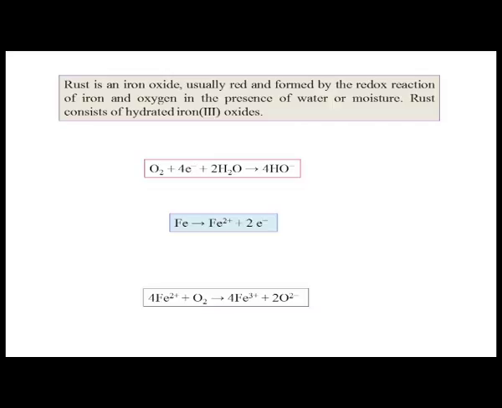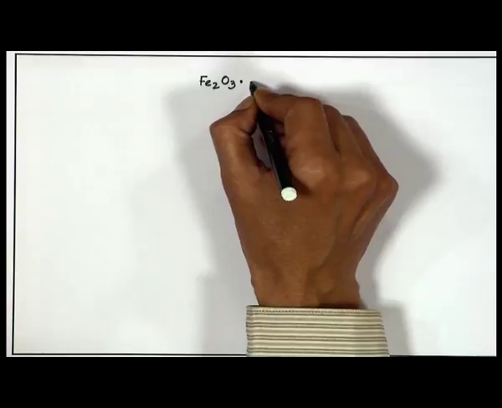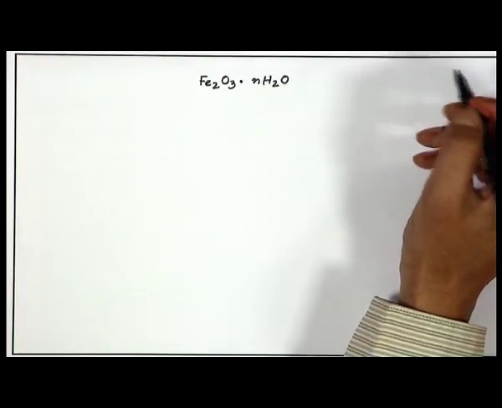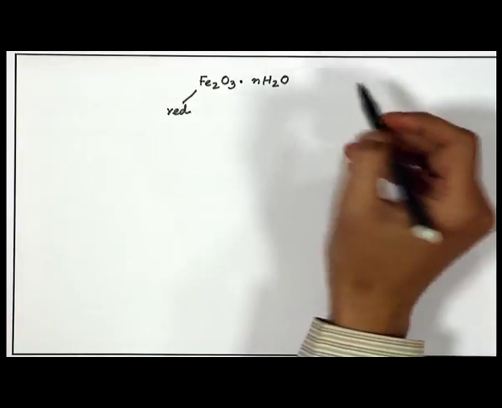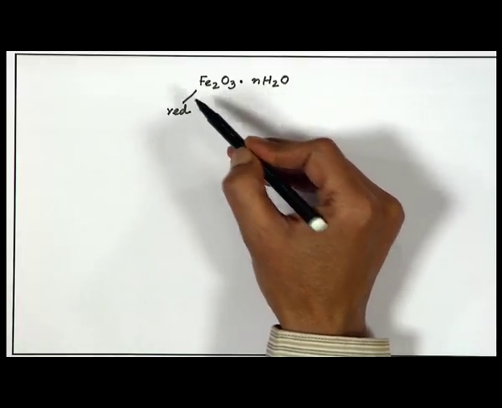So, the rusting process, what we are seeing here: rust is an iron oxide, usually red, formed by the redox reaction of iron and oxygen in the presence of water or moisture, and it consists of hydrated iron(III) oxides. Just now I told you that is Fe2O3, and if it is hydrated, some number of water molecules will be attached to it, and this will be red in color.